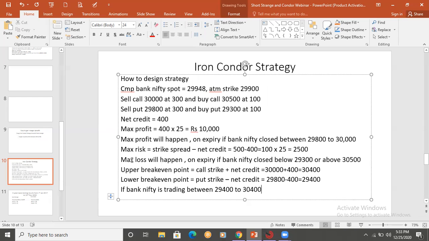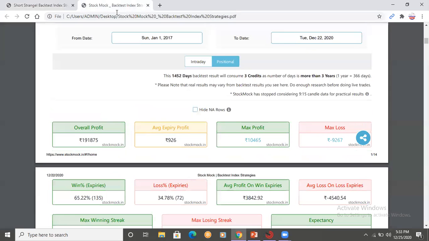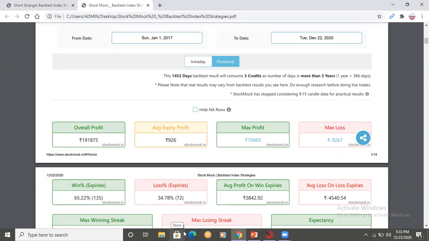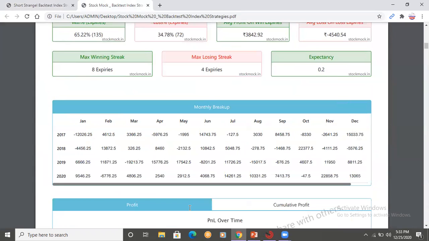Now let me show you the backtesting report of the Iron Condor strategy. We have also backtested the Iron Condor strategy for the last 4 years, from January 1 to December 22. Overall profit generated by this strategy in the last 4 years is 1,91,875. Win percentage is 65, and loss percentage you can see is 35 percent.